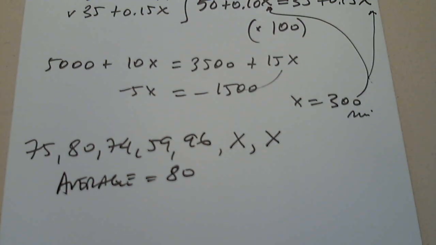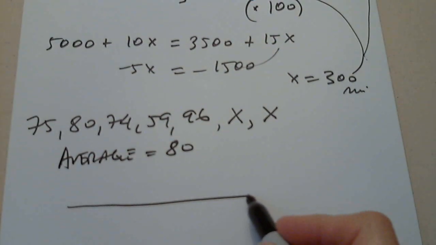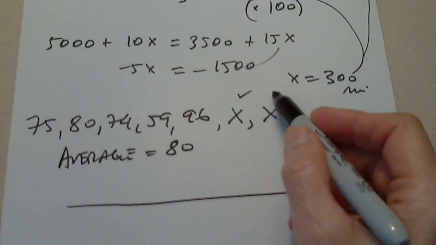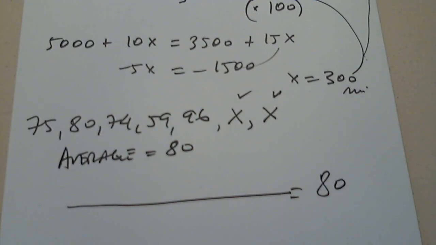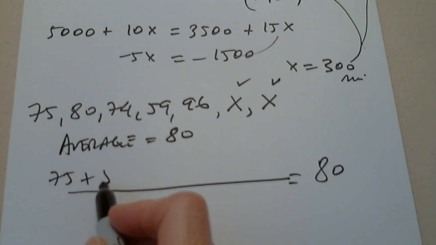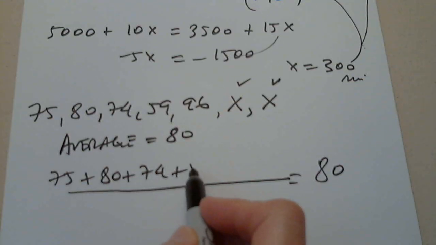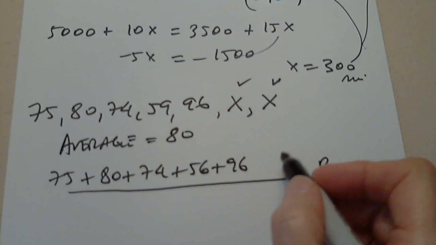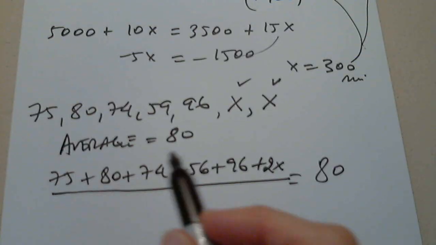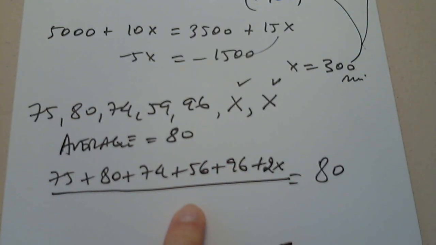Add them all together. Yes. And then plus x equals 2 x's. Yes, good. So 75 plus 80 plus 74 plus 56 plus 96 plus twice x. Combine them, I guess.